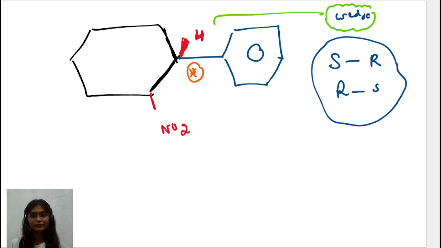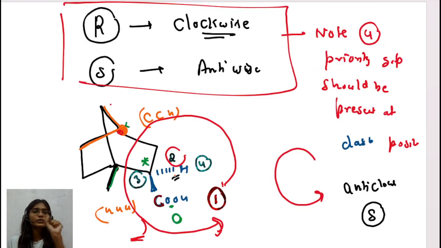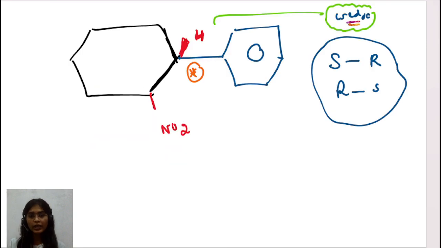No, no, okay. Let me just explain what is happening. Simple, if this is at wedge position, only at wedge position you have to invert the configuration. Let me just go back here. If you observe here, the H is at the dotted line, or you can say the dash position. So anti-clockwise means S. There is no inversion of configuration that takes place. S means S.